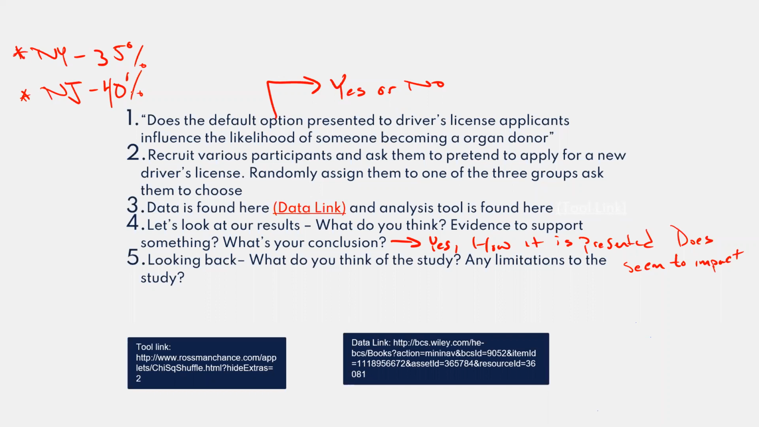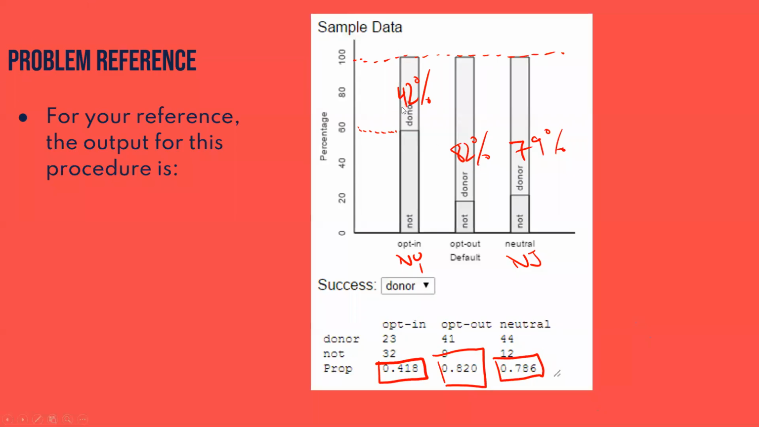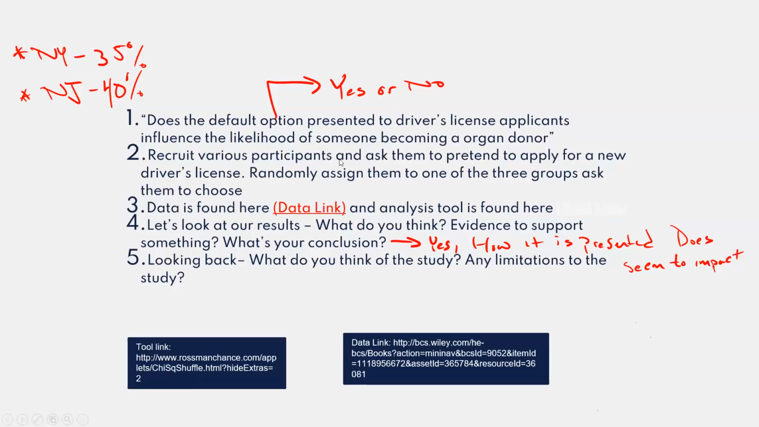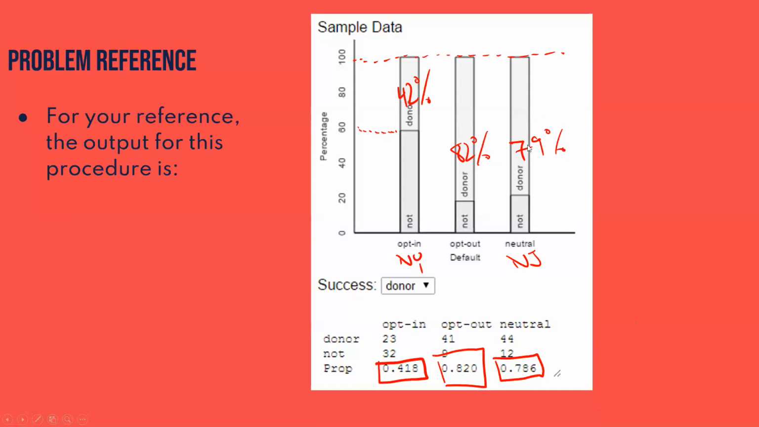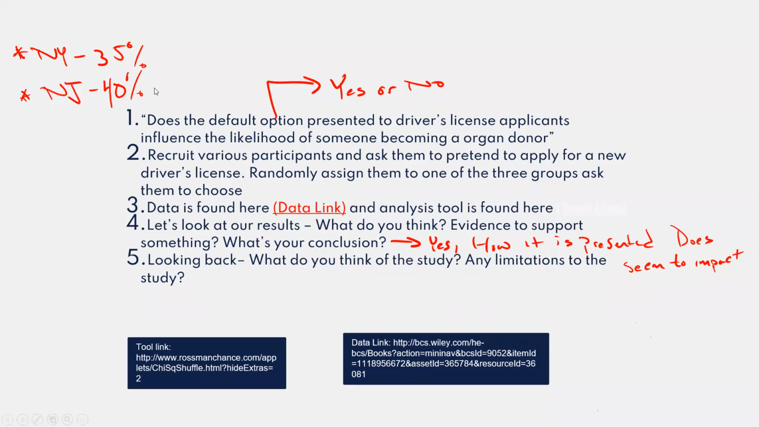Okay. Anyways, so here's the deal. This study is saying that how it's presented should have a large impact, but in reality, it doesn't bear out that way. Okay. Like New York, the study said it should be around 42%. It was pretty close. The study said New Jersey should be around 80%, but in reality, it's not.